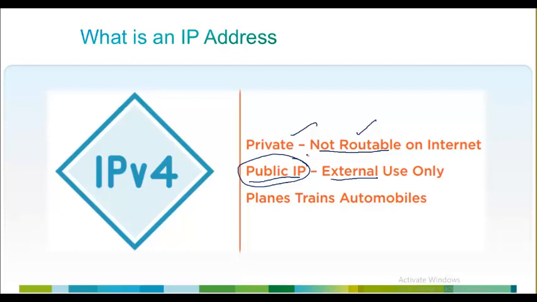So, within an organization, we use private addresses to communicate. Outside, when we go, we take our public IP. There will be one public IP for one organization, and that will be unique. No one on earth will have the same IP address that you have, because an address is to be unique.